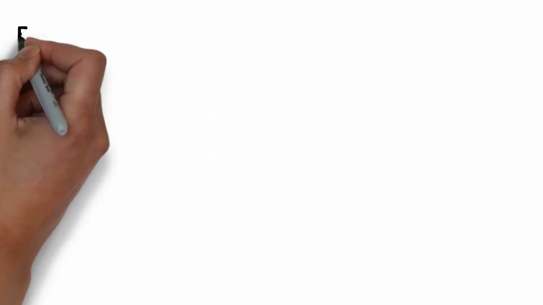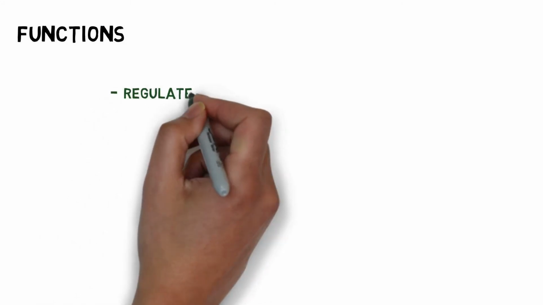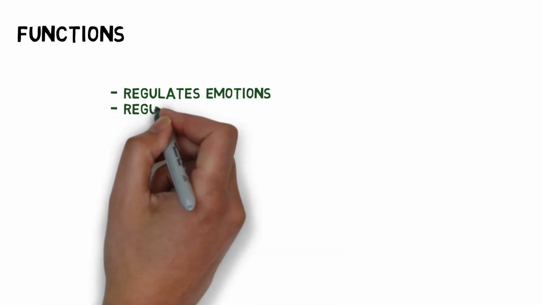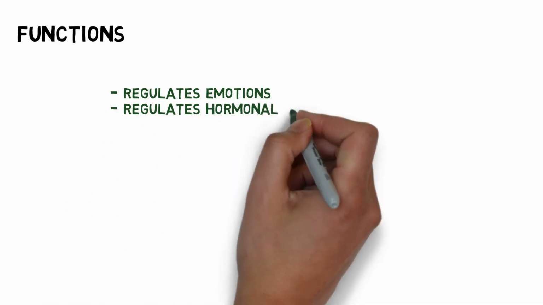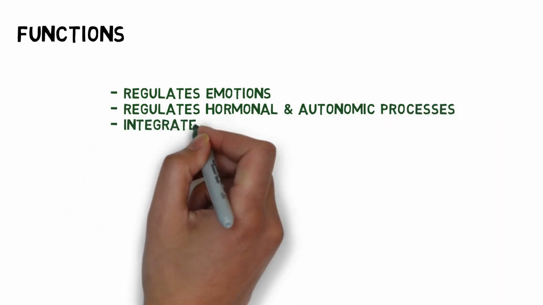Though a relatively small part of the brain, the complex structure and circuitry can only mean there is extensive function in the hippocampal formation. It does everything from regulating emotions and hormonal and autonomic activities, to integrating memories to be sent elsewhere for long-term storage, and it aids in spatial navigation.